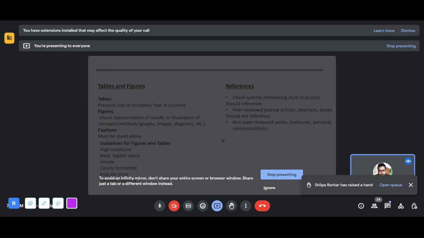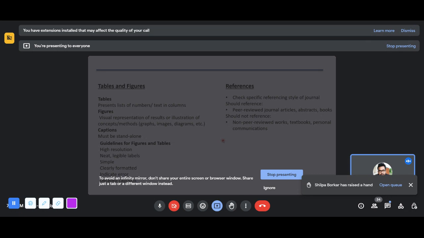So you have to go through their format very clearly, because for every journal there is a particular font size they mention to use. Unless you use that, they will send it back to you asking you to please follow this format and then resubmit it.